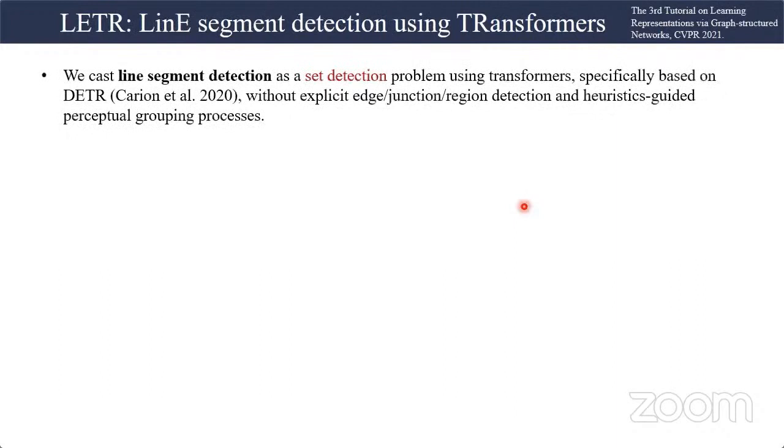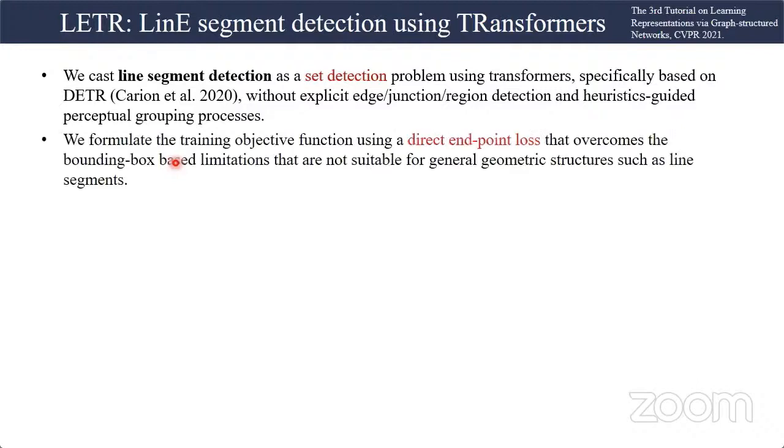Motivated by the success of DETR, we apply transformers to tackle the line segment detection problem. We call our algorithm LinE segment detection using TRansformer, or LETR. We cast line segment detection in a holistic, end-to-end fashion without explicit edge, junction, or region detection, and the heuristics-guided perceptual grouping process. It is different from the existing literature in this domain.